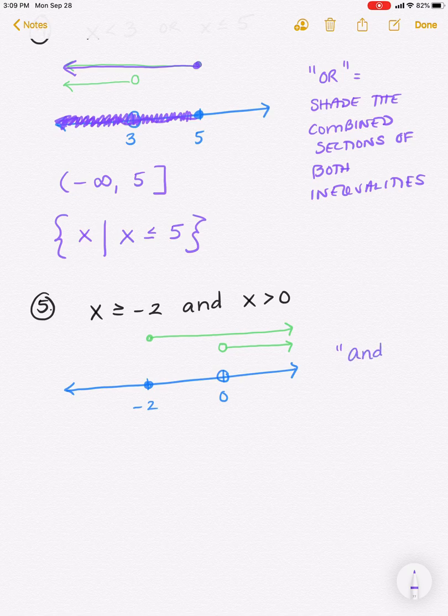Well, when you shade the and inequalities, you shade the overlap only. So we're only going to shade this part right here where both of the inequalities overlap. Okay, and they do not overlap at 0. One of the inequalities includes 0, and one of them does not. So we're going to leave an open circle right there. So our interval notation is going to go from 0 to infinity.